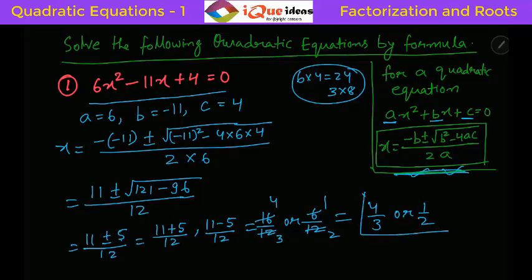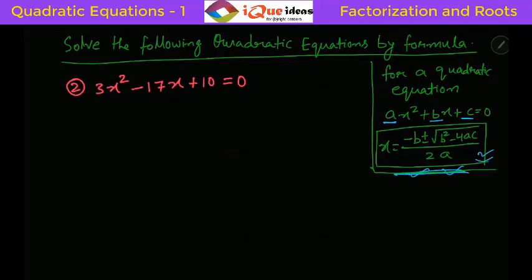Now please understand that here, even though we have applied the formula, we could have done the factorization also because the roots are rational. And remember, factorization is possible whenever the roots are rational. Now the idea is this formula is universal. This formula should be applicable in all cases, in all possible situations. So whether it is factorizable or not, the formula is universally applicable. Right? So the first question, the answer is 4 by 3 or 1 by 2. Alright, now let's go to the next question.